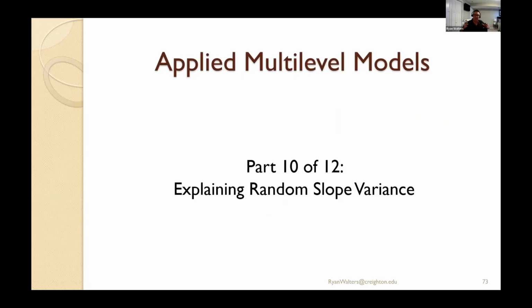Remember, the reason we're using a multi-level model is to first quantify between group differences in our outcome and also quantify between group differences in the effects of our predictor variables. So we're quantifying them via those random effect variances. But that's not the end. What we then want to do is to be able to explain or predict why there are between group differences in the amount of the outcome or in the effects of the predictors.